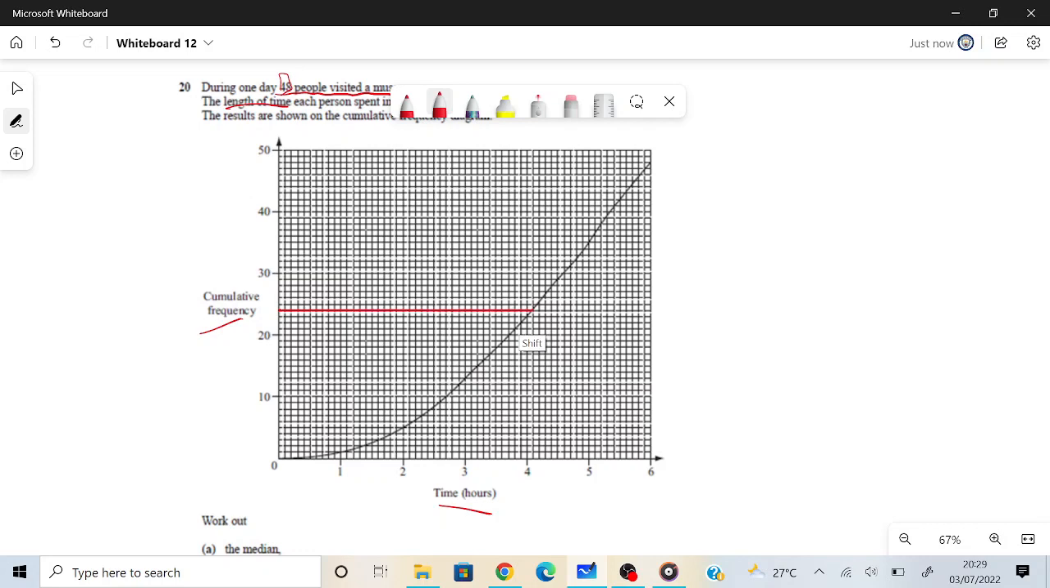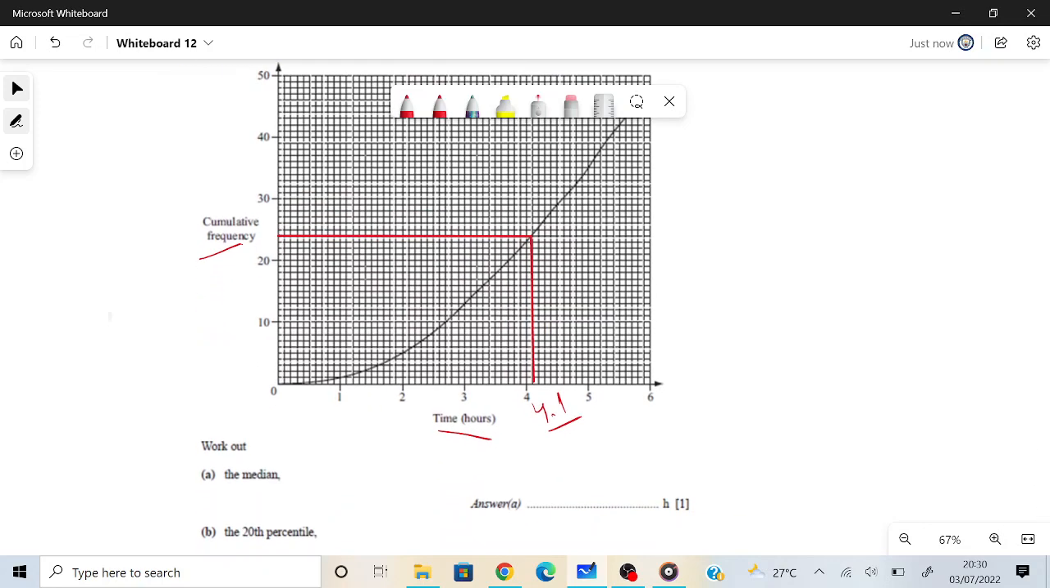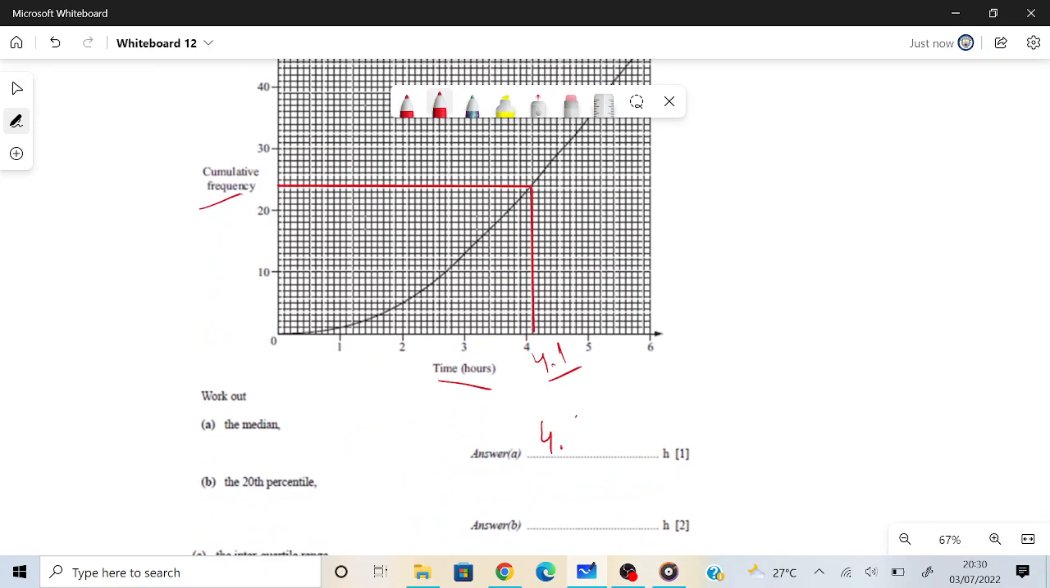Trace it to the graph. From there you trace it back down, and tracing that back down, that is roundabout 4.1, I believe. Yep, the answer does look like it's 4.1 hours. You can write it like this, or you can convert it to 4 hours and how many minutes, but I prefer to keep it like this to keep it simple.